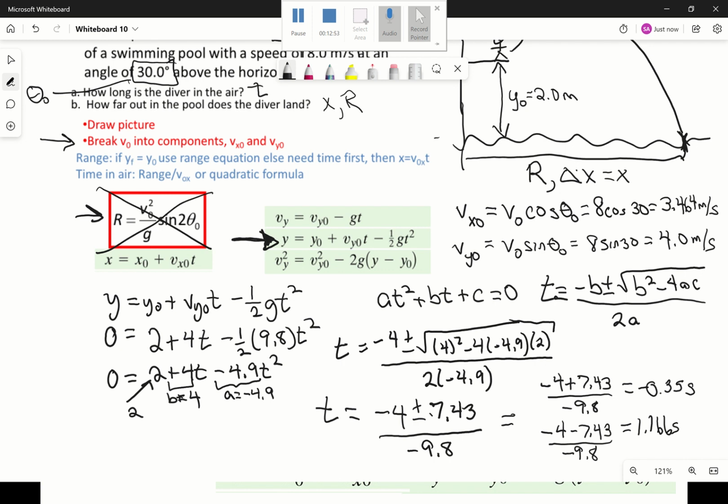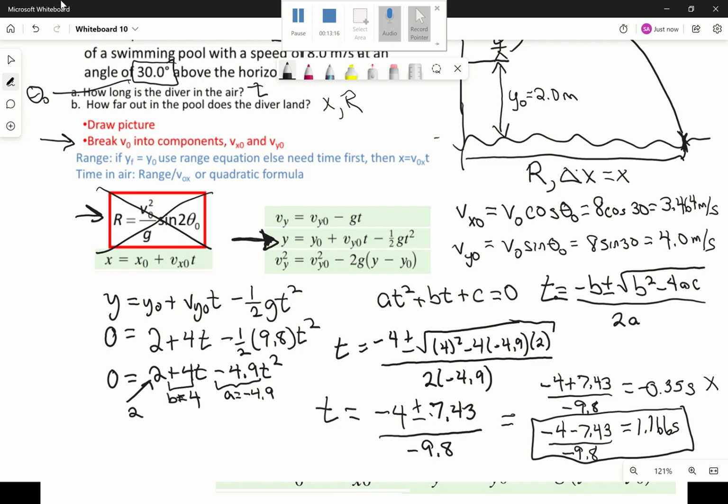Which solution is the correct solution? Well, time can't be negative, so we can't use the negative time. So our answer is that the time, how long the diver is in the air, is 1.166 seconds. Okay, so I've got the time.